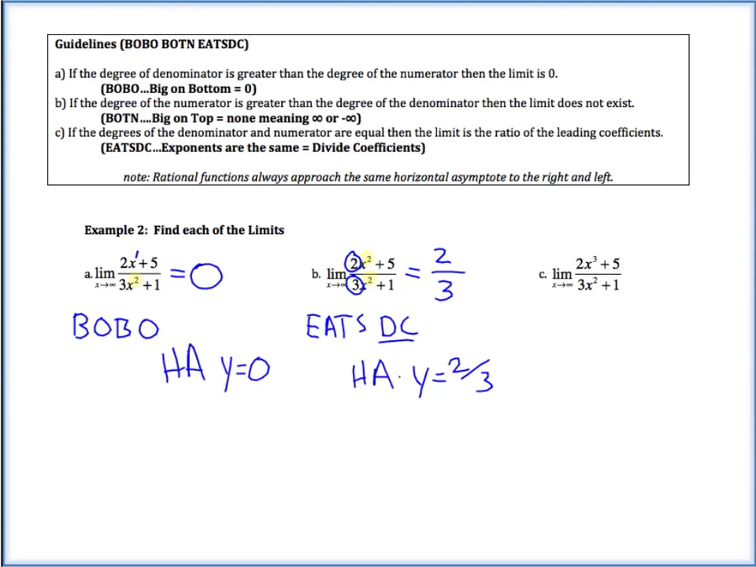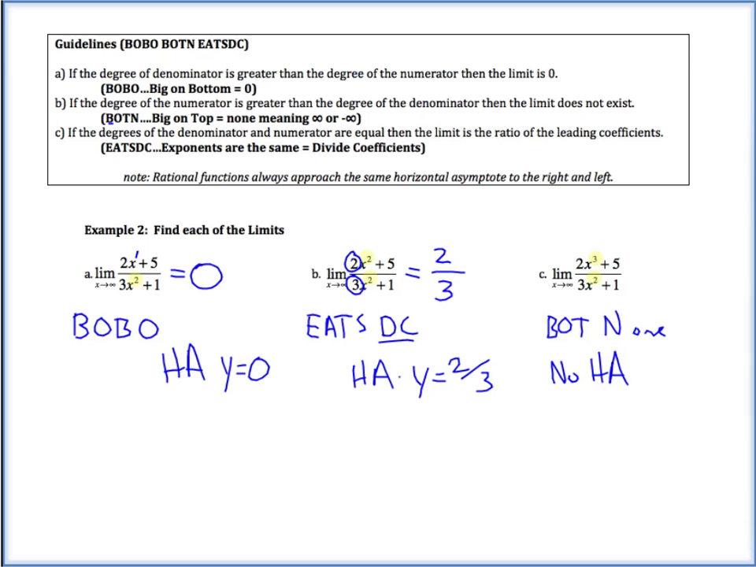All right, and one more example here. Here we have 2x cubed plus 5 over 3x squared. So compare the exponents. In this case, it's bigger on top. So this is our BOTON. Big on top, n, standing for none. So what this means is we're not going to have any horizontal asymptote.